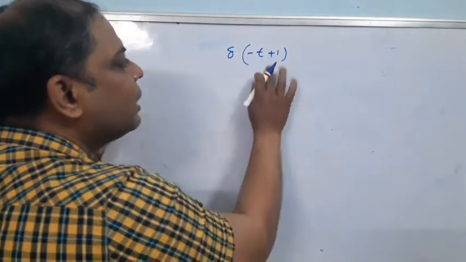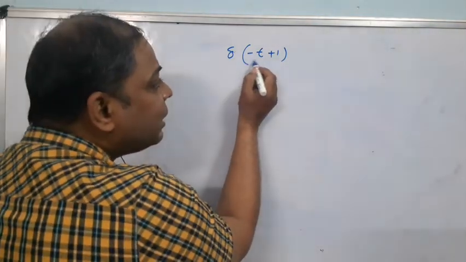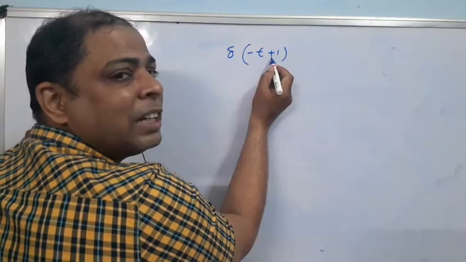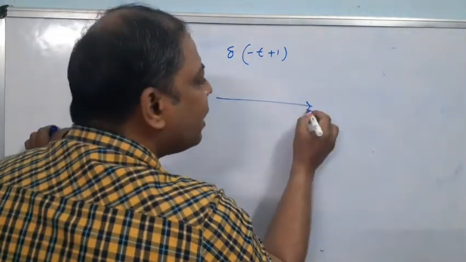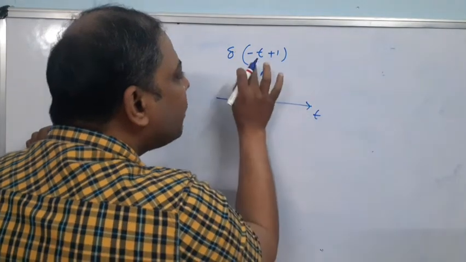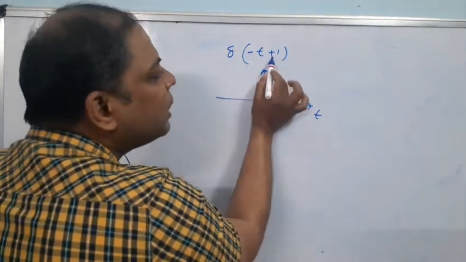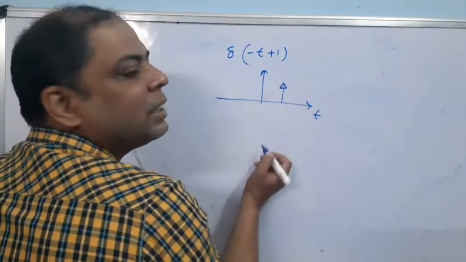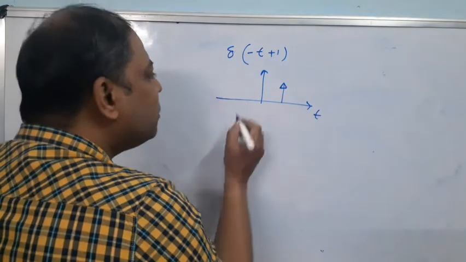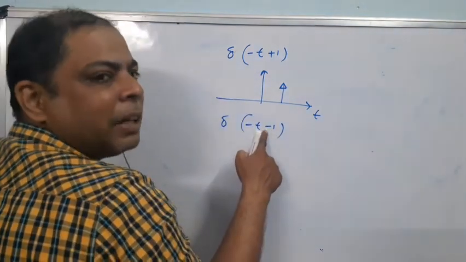Del of minus t plus 1. See here, the folded signal minus t plus 1. Plus signifies left shifting, but here actually it is right shifting. So that means you just mark this is t minus t plus 1. So minus t plus 1 means this is not actually left shifting, this is right shifting. Interesting. Understood? So now similarly del of minus t minus 1, generally it is right shifted.